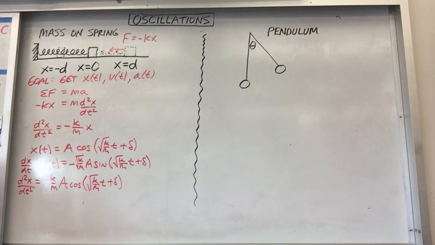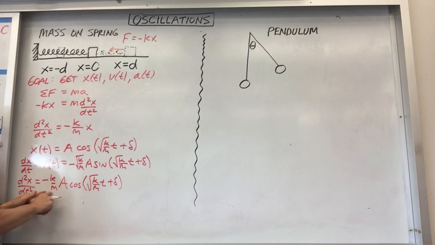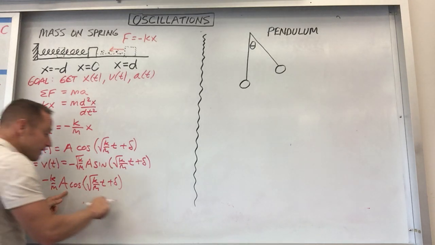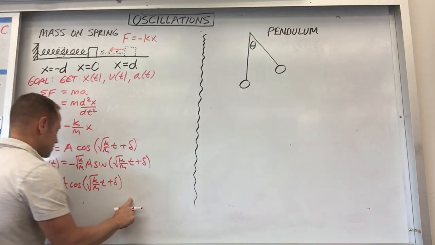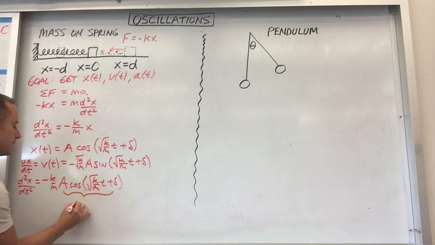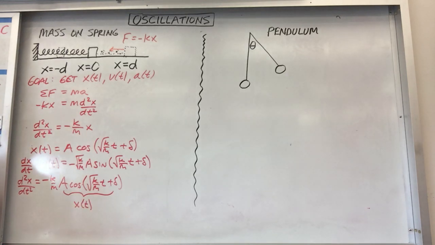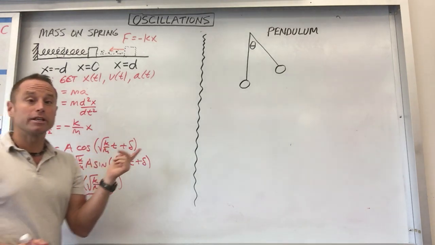Now why this is a big deal, or what we've just seen by taking two derivatives of this thing, you notice that we get minus k over m times the thing that we started with. So this actually worked. This thing here is then x of t. So what we've just shown is that this is actually a solution.